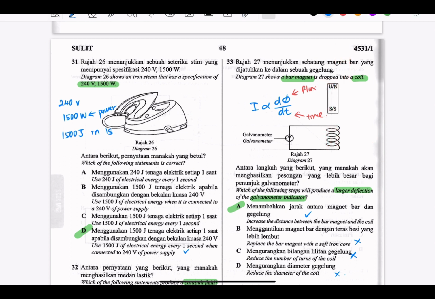Okay, I have two, one position A, another position B. The velocity that passes through the coil, the velocity at A will be higher because the bar magnet is dropped from a higher position. Higher velocity means the time taken will be shorter. So the shorter the time, the bigger the induced current.